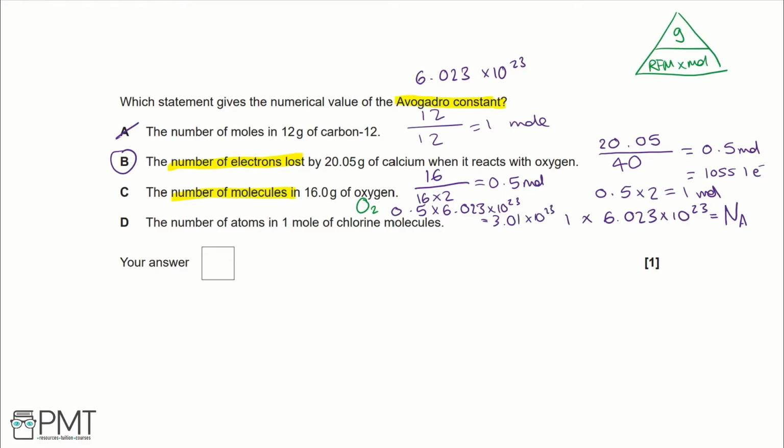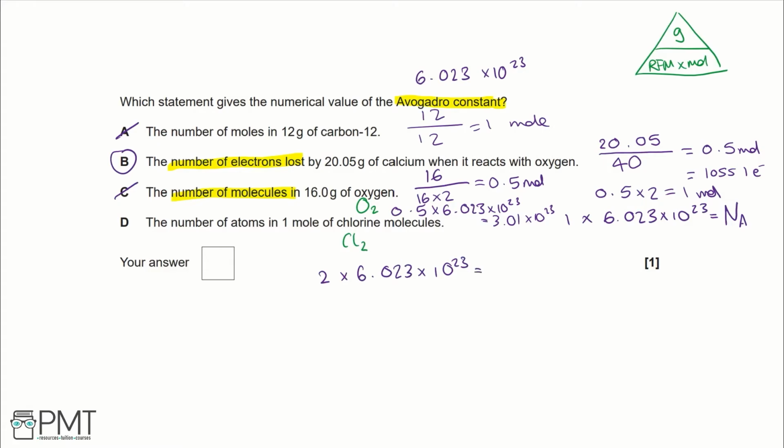And this is not Avogadro's constant, so it's not C. Finally, looking at D, the number of atoms in 1 mole of chlorine molecules. So in chlorine, we're going to have Cl2, so we're going to have 2 mole equivalents. So we're going to do 2 times Avogadro's constant, which again is not going to equal Avogadro's constant.